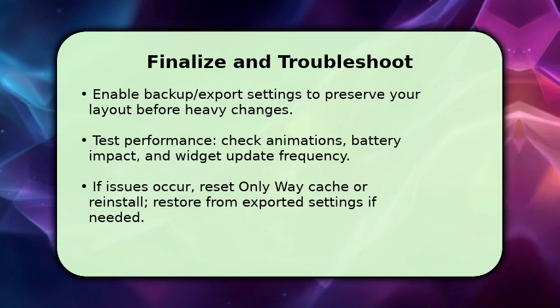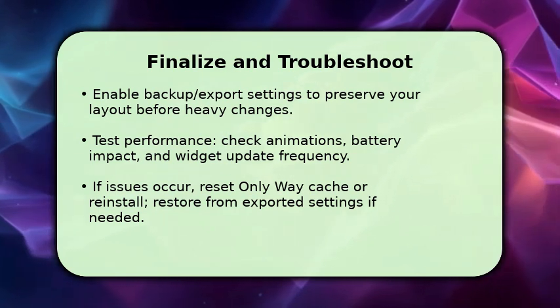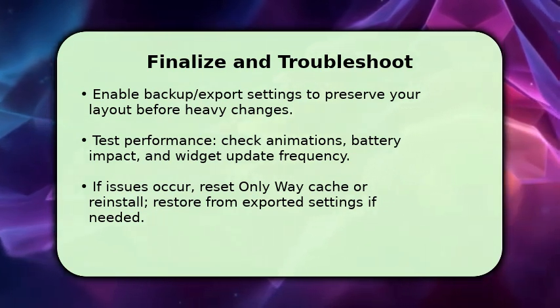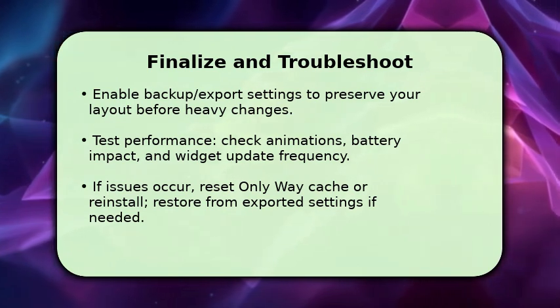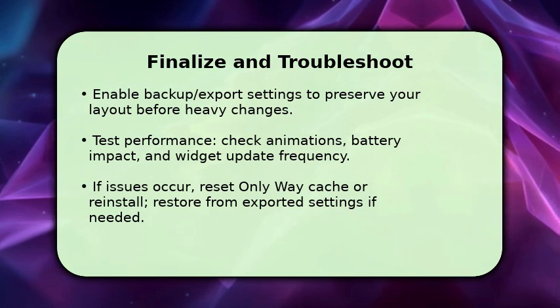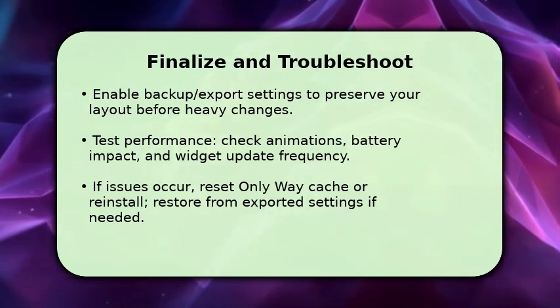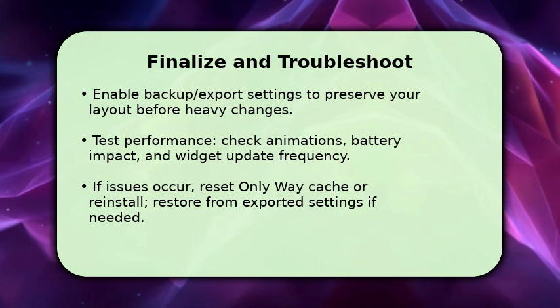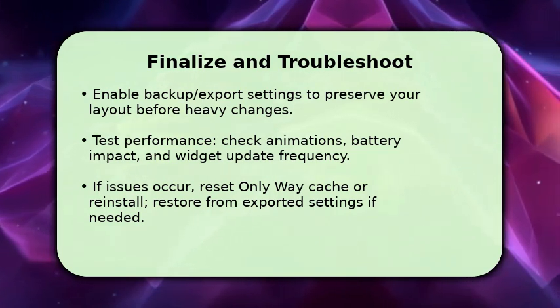If something goes wrong, icons missing, gestures failing, clear the only Way cache or uninstall, then reinstall the app. After reinstall, import your saved settings. If problems persist, reduce active widgets and reevaluate permissions to ensure smooth, consistent behavior.